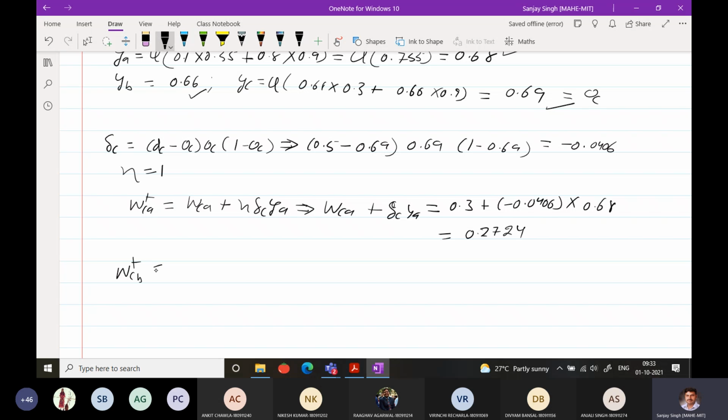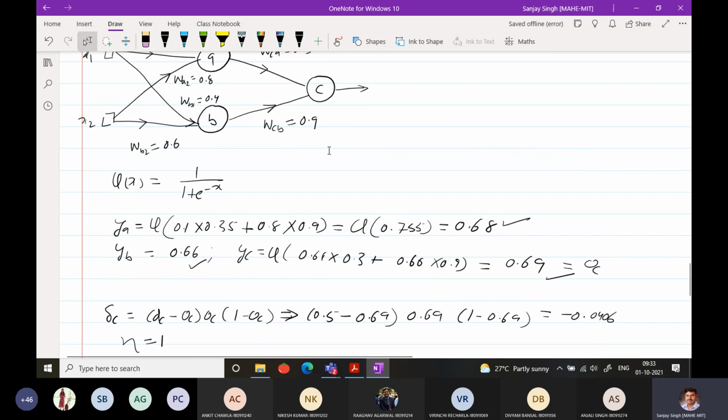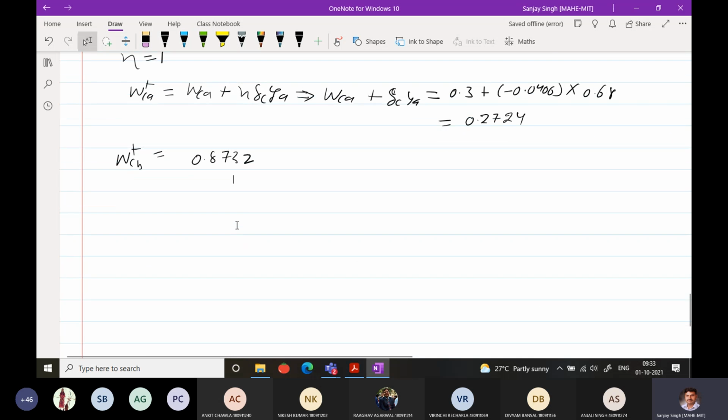WCB, same process, and the value comes out to be 0.8732. So you got these two synaptic weights updated. Even this value, which was 0.9, is now reduced to 0.8732. Now what you are supposed to do is find the values of delta A and delta B.